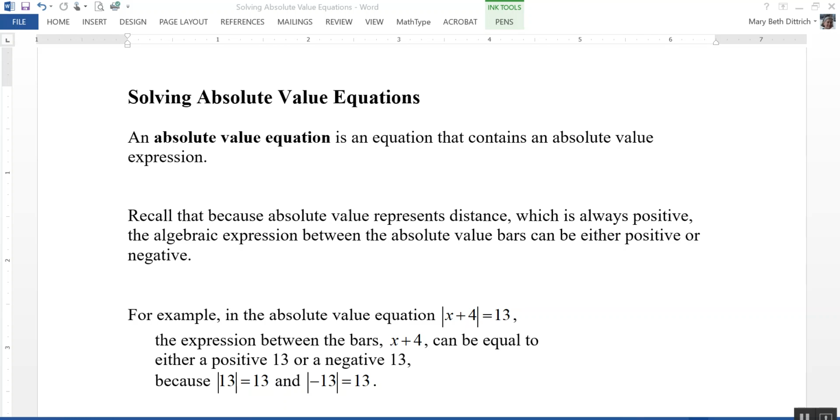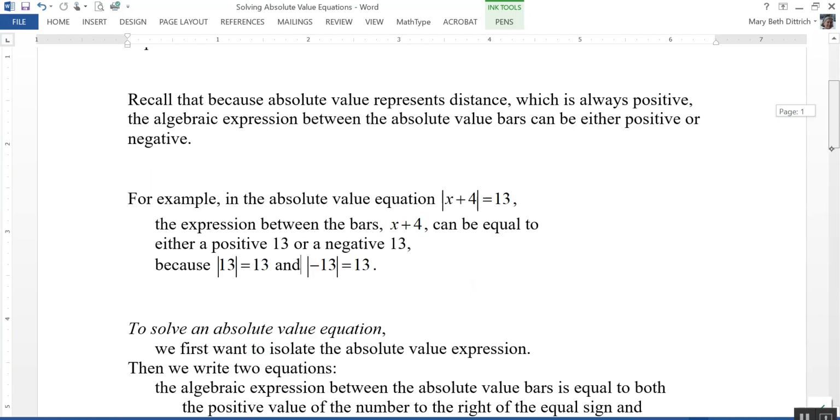This video is on solving absolute value equations. An absolute value equation is an equation that contains an absolute value expression. Recall that because absolute value represents distance, which is always positive, the algebraic expression between the absolute value bars can be either positive or negative.